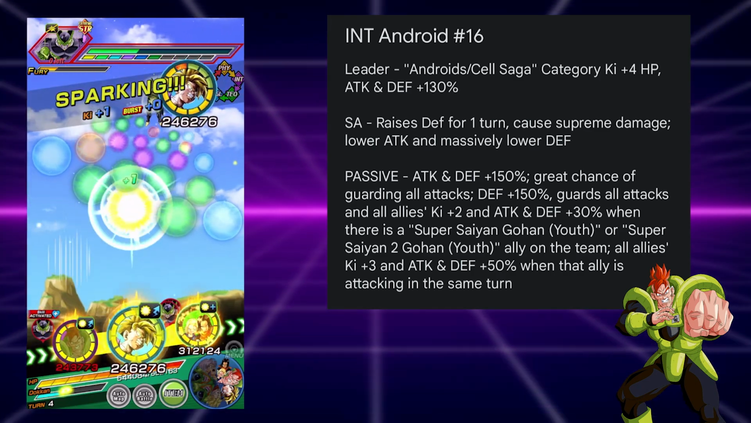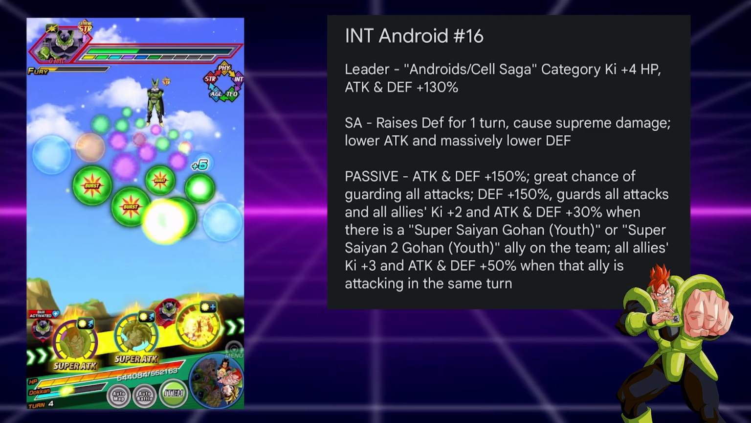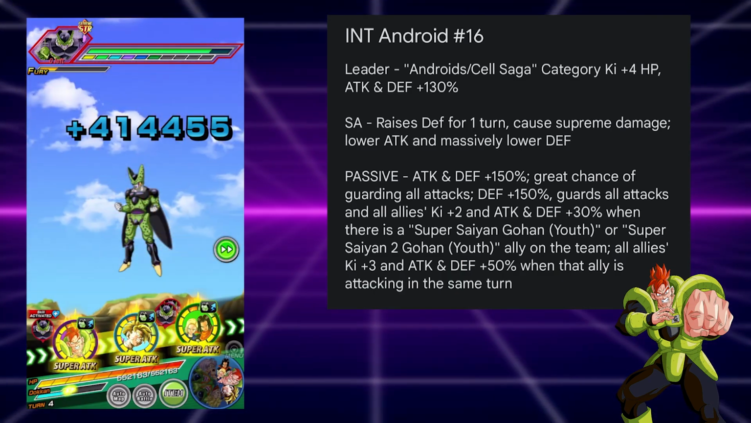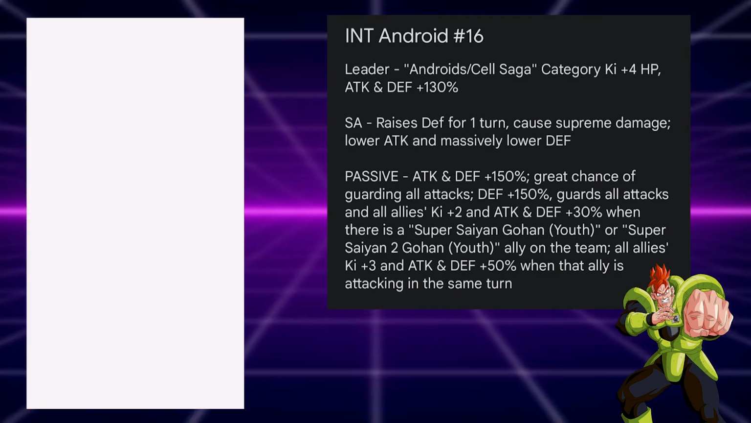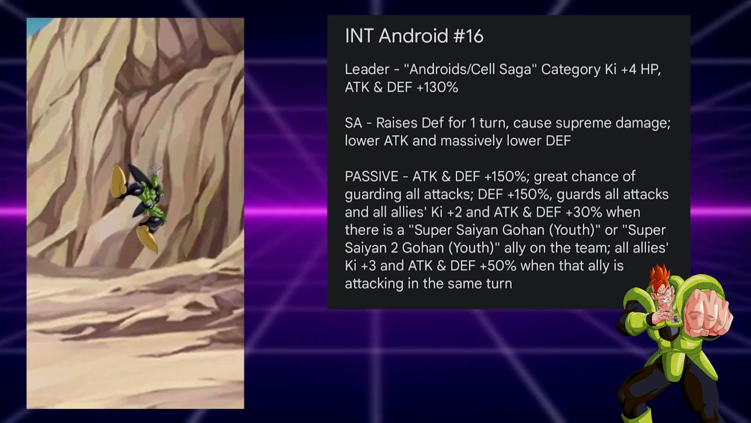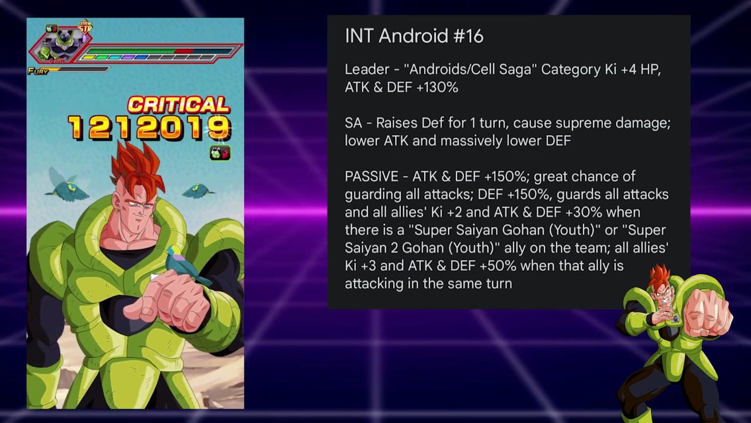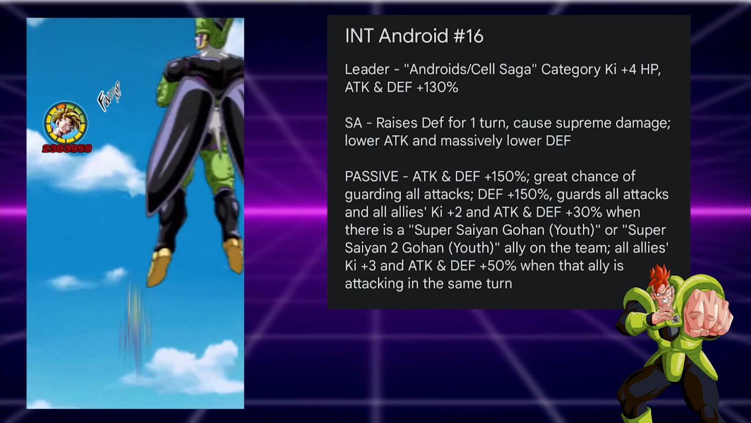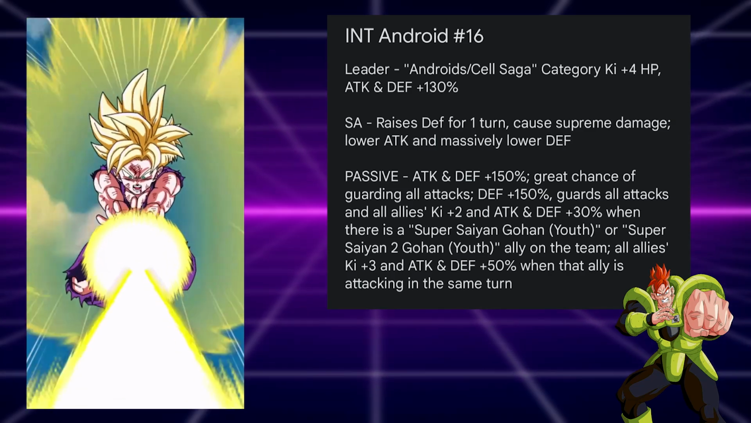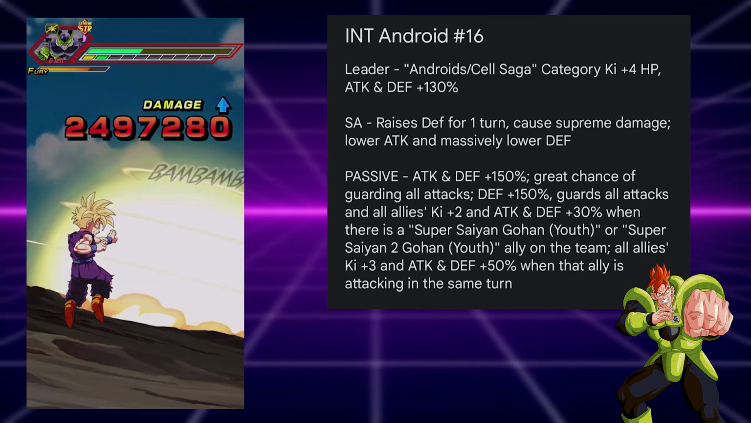Super attack raises DEF by 110%, causes supreme damage, lowers enemy ATK, and massively lowers DEF. Originally, all he did was massively lower DEF, which in this day and age is not very good for any unit ever. They need something else, and just giving him lower ATK will help in early phases of fights. Think like Sin Shenron or any Extreme Super Battle Road stage.